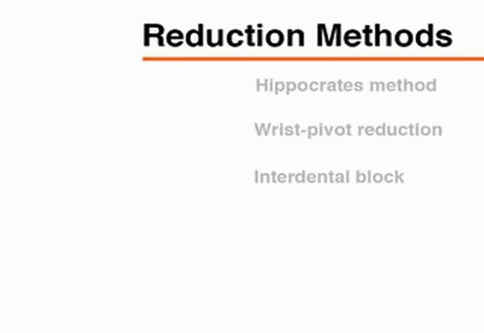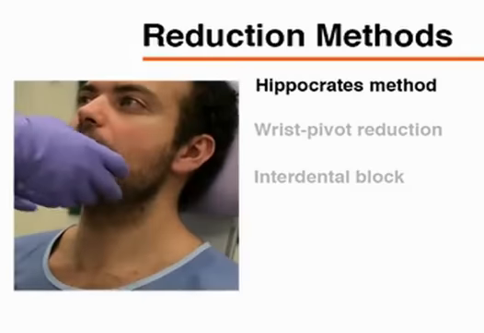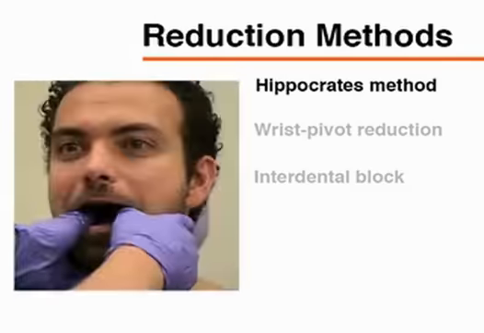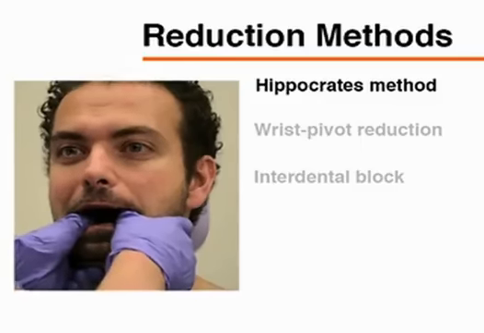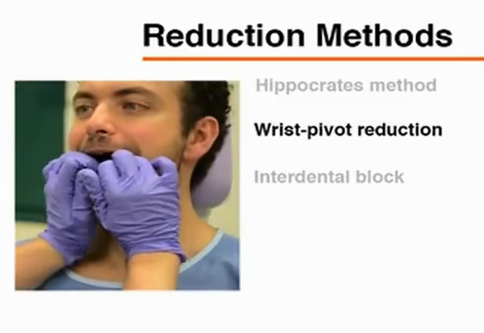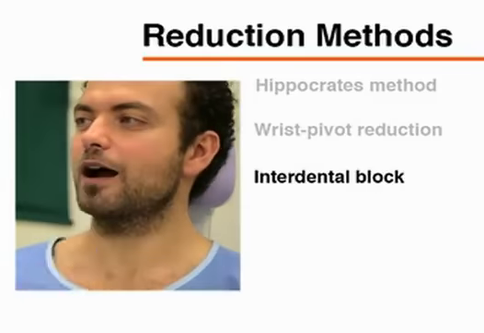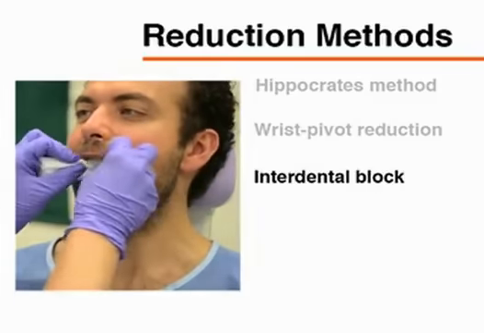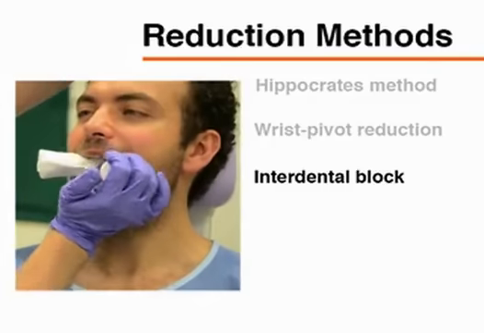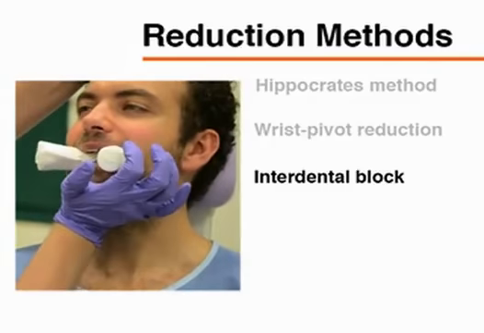This video will demonstrate a simple technique for TMJ reduction. Other techniques include the classic so-called Hippocrates method, the wrist pivot reduction, and the use of an interdental object or block in order to lift the condyle back into place, and are not discussed further in this video.